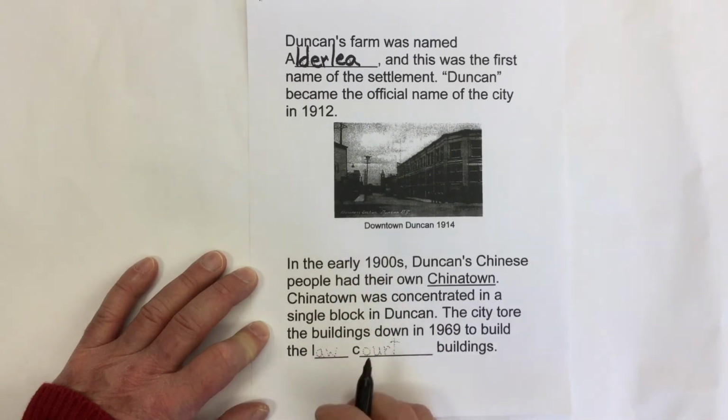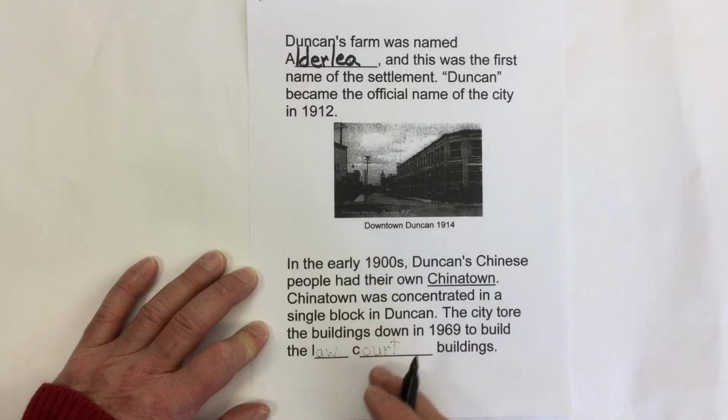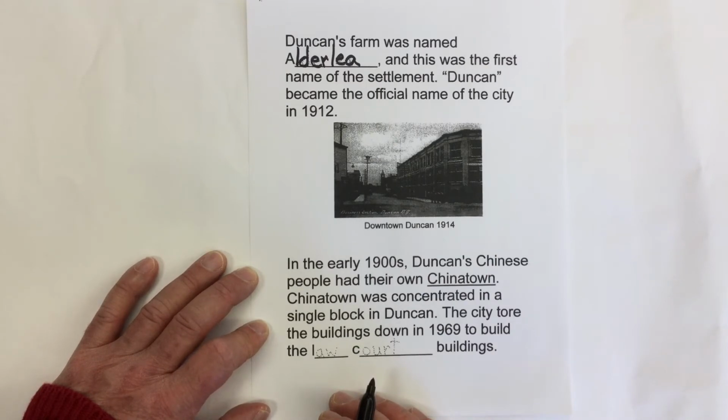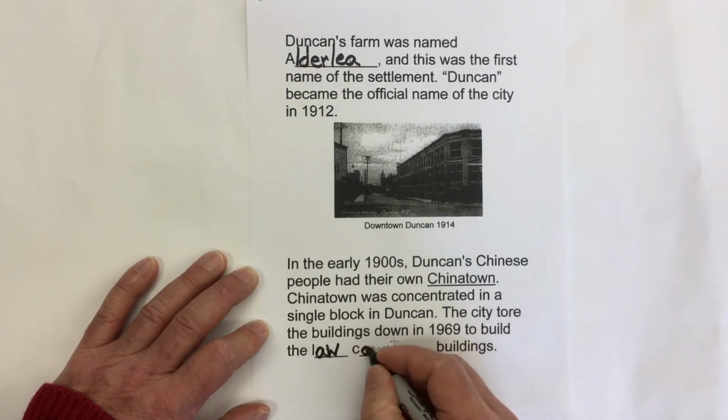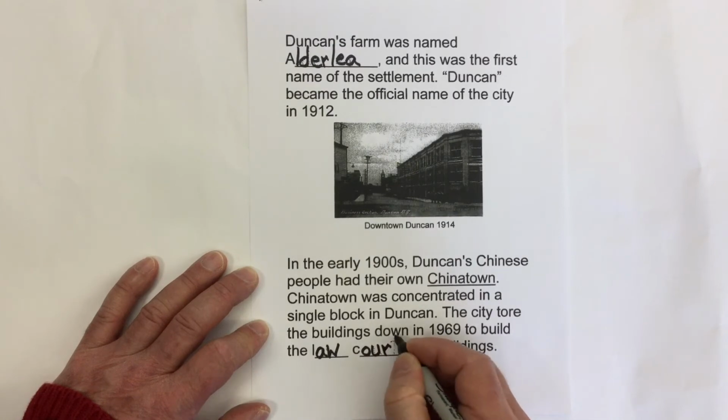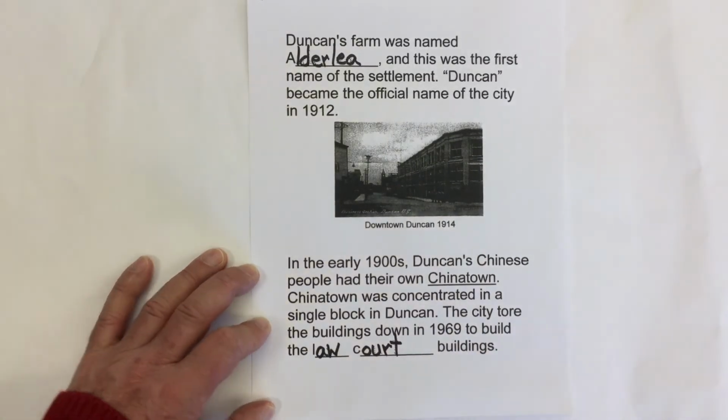In the early 1900s, Duncan's Chinese people had their own Chinatown. Chinatown was concentrated in a single block in the town of Duncan. The city tore the buildings down in 1969 to build the law court buildings. So downtown we have some sort of round four-story or so building. That's the law court, and that's where the old Chinatown used to be.